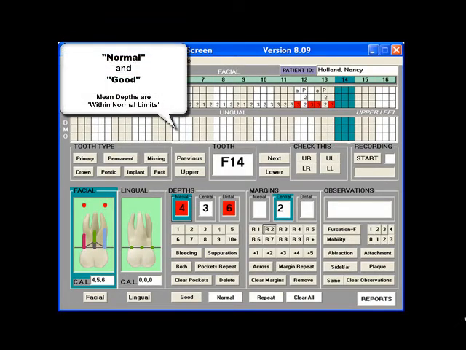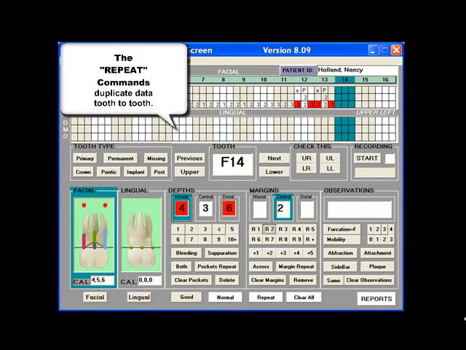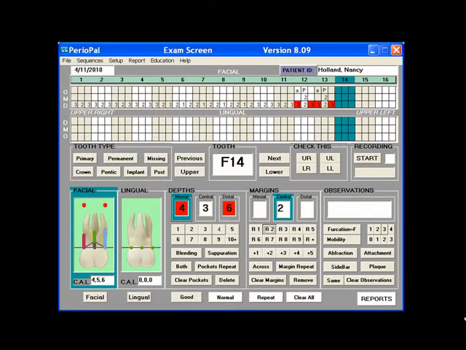The normal and good commands indicate that the distal, central, and mesial measurements are within the normal limits. By saying good and normal, the clinician draws a clear distinction between what is health and what is disease, as well as preserving valuable time to precisely record areas of infection. With PerioPal, users can efficiently record more data in a much shorter amount of time.